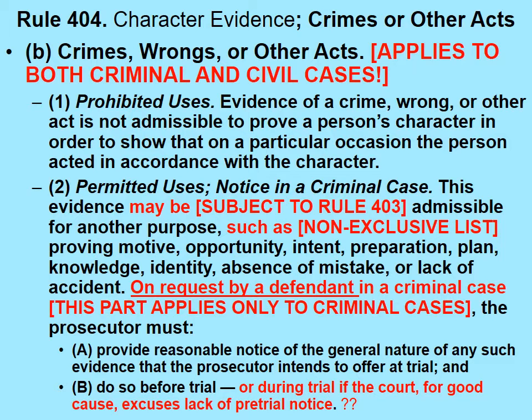And then we see down here in 404B2 that in a criminal case only, if the defendant's counsel requests notice, a prosecutor has to provide notice of her intention to use any other crimes or past acts evidence in this way. The prosecutor has to disclose that that is going to be attempted, what the nature of it is, and that has to be done before trial, unless, of course, there's a good excuse, which is a hard one to sort of swallow. Like, what would be a good excuse for that?